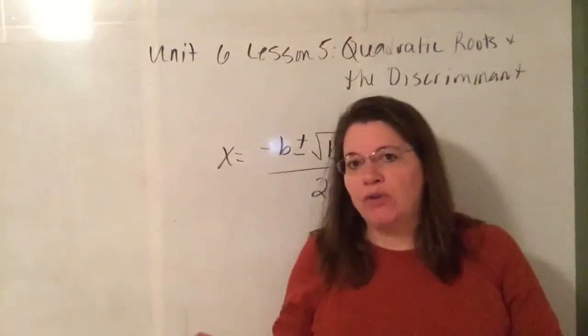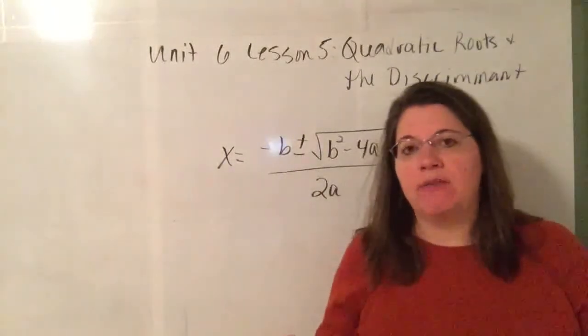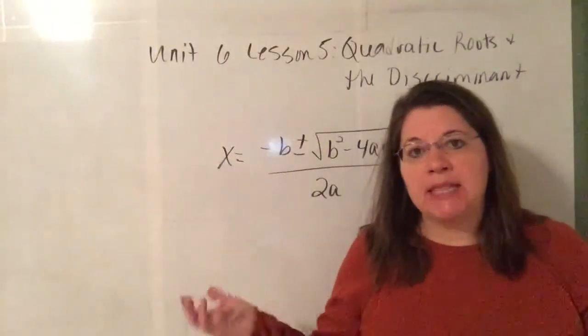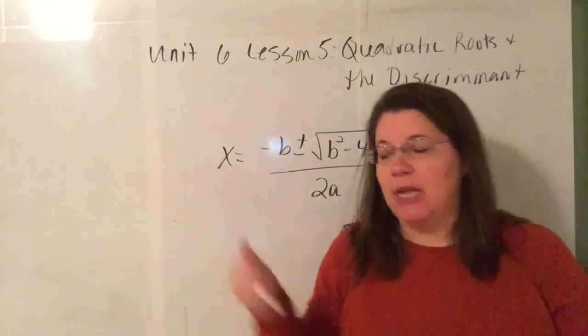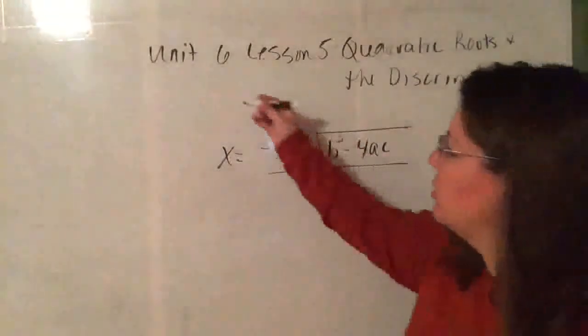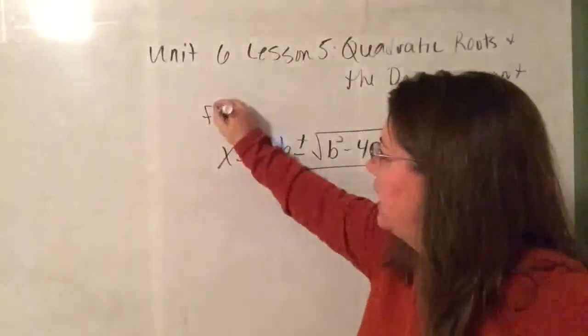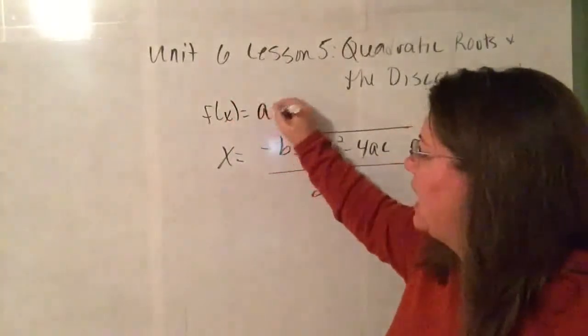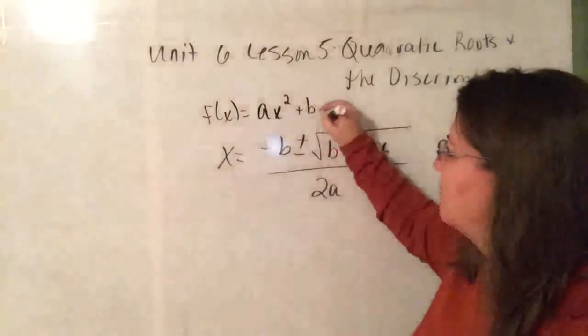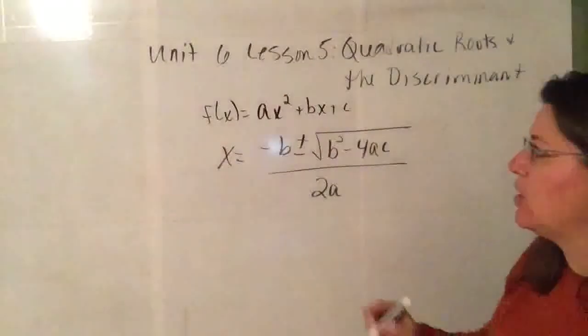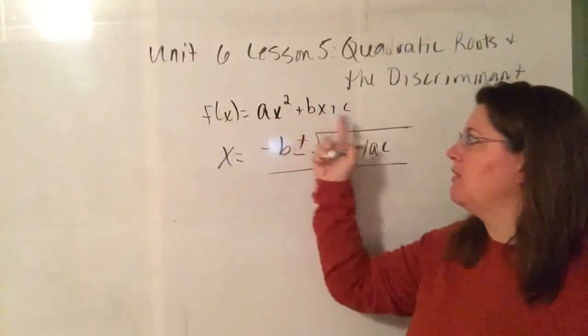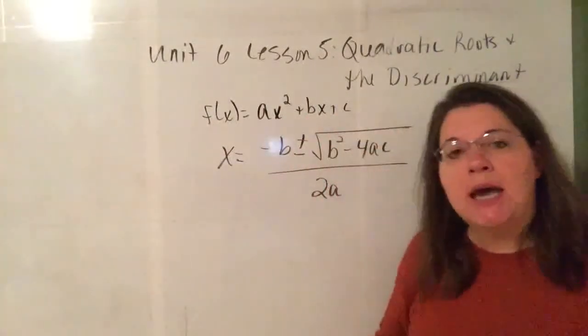If we have a quadratic equation, we can set it equal to 0, and then we can plug the a, b, and c values into the equation. And what I mean by the a, b, and c values is if we have f of x equals ax squared plus bx plus c, my a, b, and c values are the coefficients in front of each term. The c is the constant.